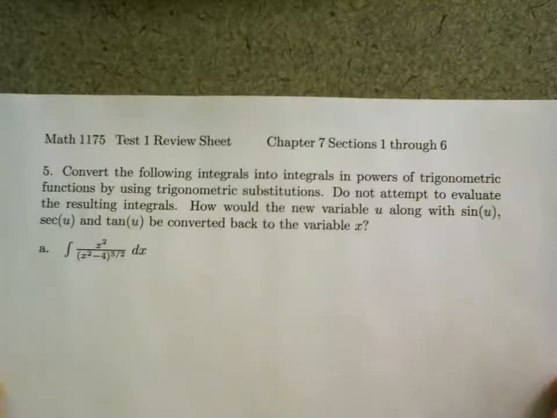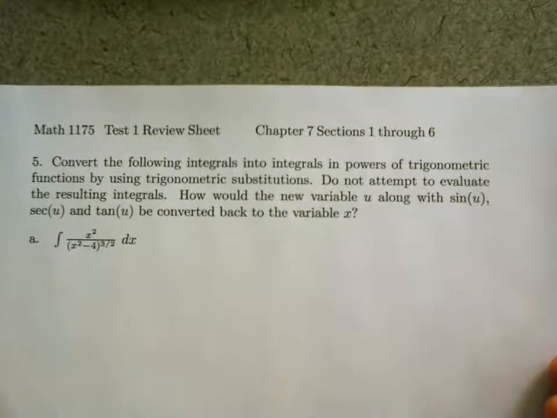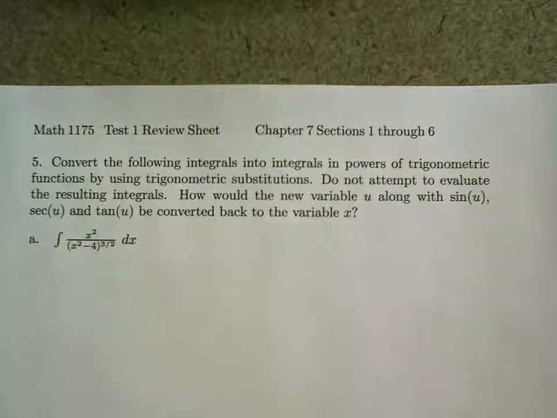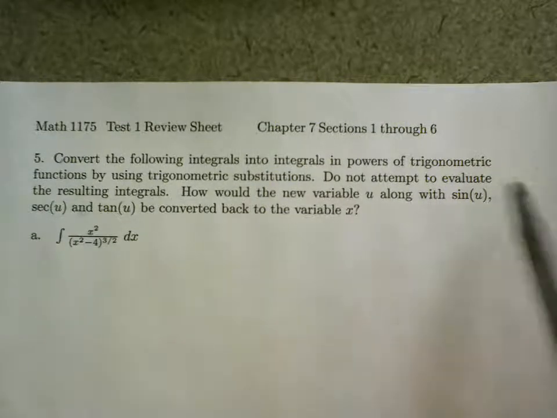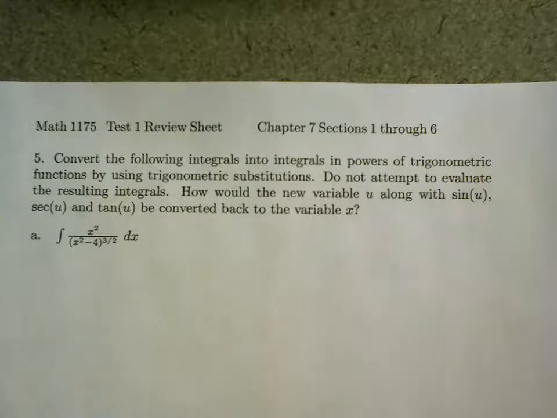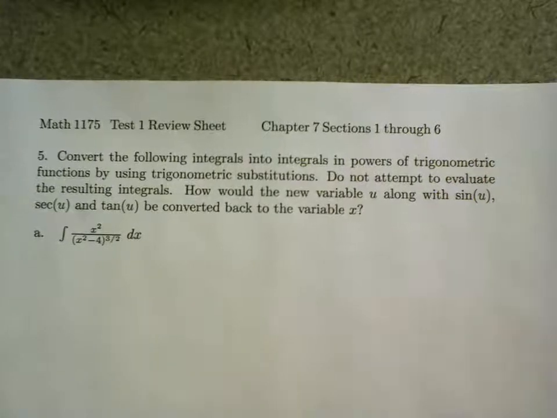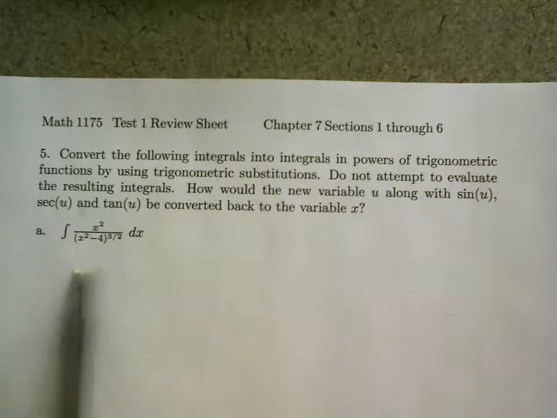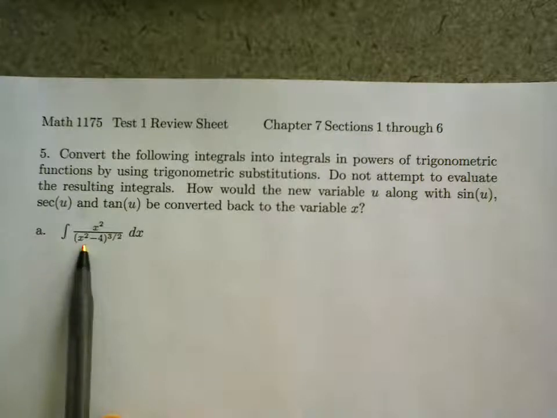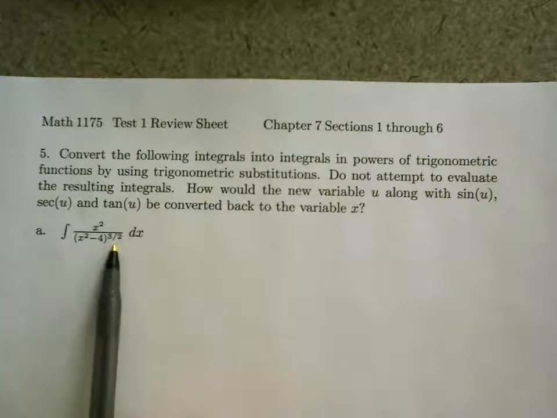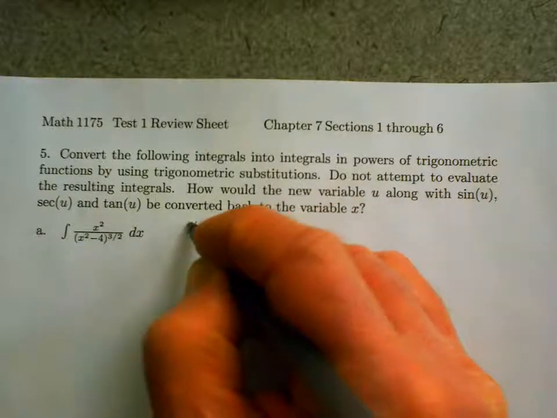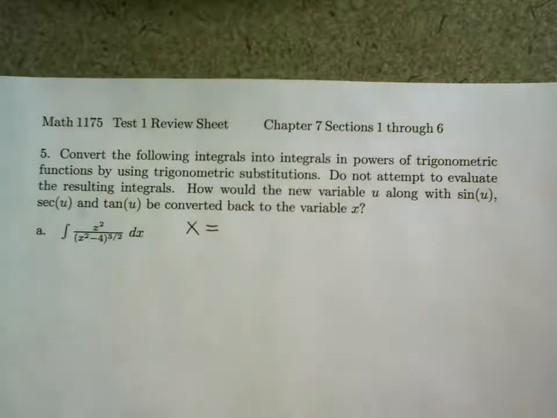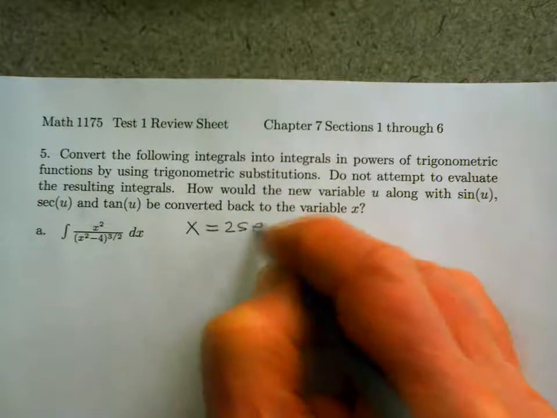Okay, so on these, convert the following integrals into integrals in powers of trigonometric functions by using trigonometric substitutions. Do not attempt to evaluate the resulting integrals. So let's not spend a lot of time since time is running out. We see in the denominator x squared minus 4 raised to the 3/2. So the trig substitution we want for that is x equals 2 times secant of theta.